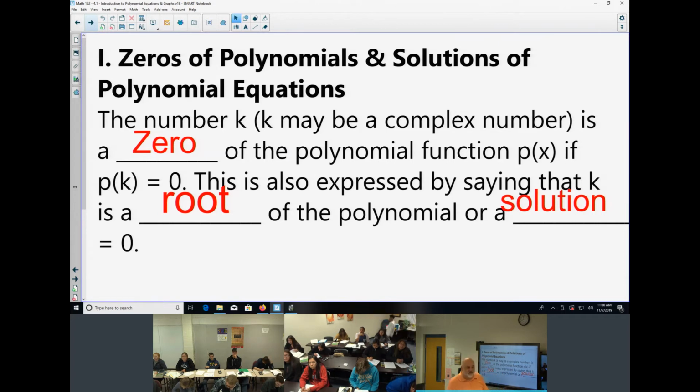Okay? So this is also expressed by saying that k is a root of the polynomial or a solution of f of x or p of x equals 0. Okay? So if you set the polynomial equal to 0, then it's a solution. So zero, root, and solution are kind of used interchangeably. Or let's say it this way. If you're asked to find one of those things, you do the same thing. You do the same math to find the root, the zero, or the solution. Okay?